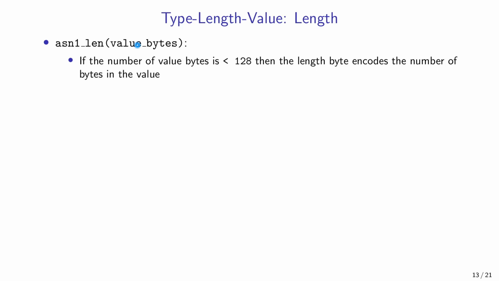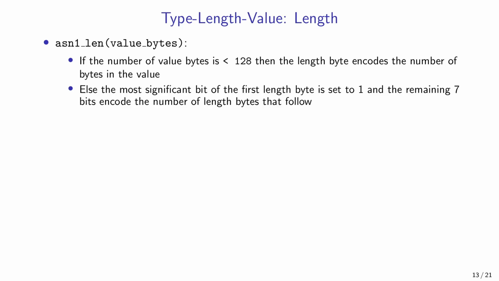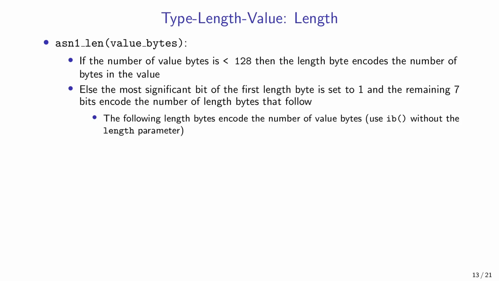But if the size of this byte string is 128 bytes or more, you have to use more advanced encoding. In that case, the most significant bit of the first length byte is set to 1, and the remaining 7 bits encode the number of length bytes that follow. And then the following length bytes encode the number of value bytes. The suggestion is to use the IB function from the first homework without the length parameter. Okay, maybe it sounds a bit complicated, but let's take an example.